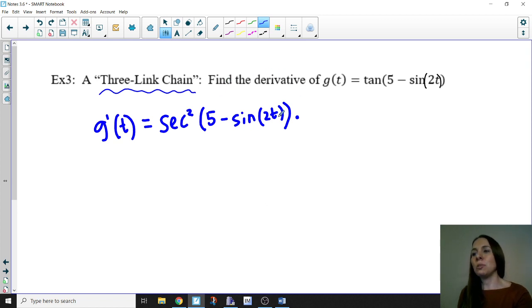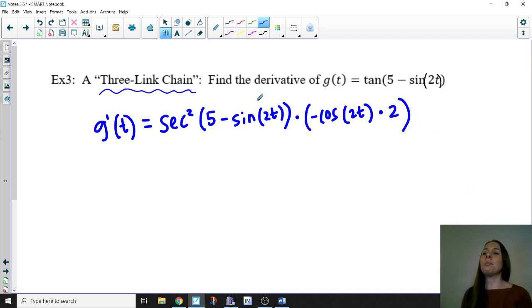Watch this. The derivative of the inner function, that's what I'm working on right here. Derivative of 5 is 0. Phew, an easy part. The derivative of negative sine of 2t is negative cosine of 2t, right? The derivative of sine is cosine. So the derivative of negative sine is negative cosine. The derivative of negative sine of 2t is negative cosine of 2t. However, there's a 2t in there. There's not just a plain t. So you also need to multiply by 2.